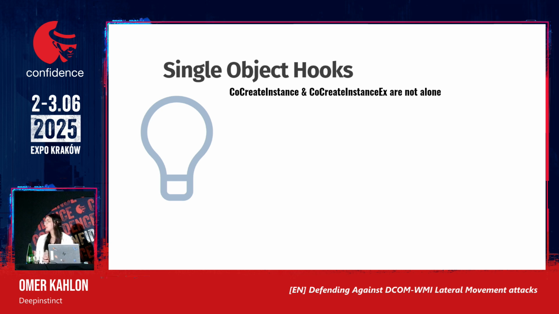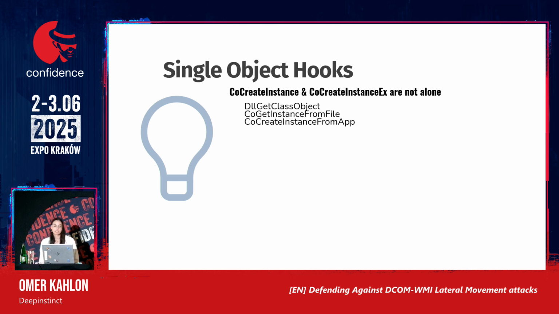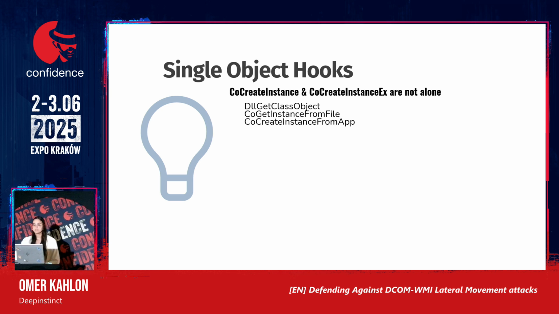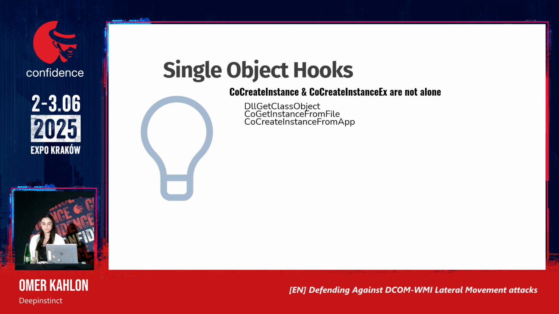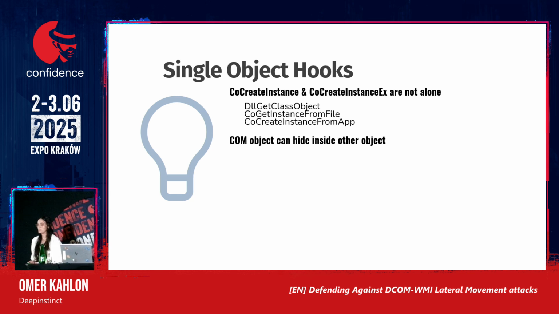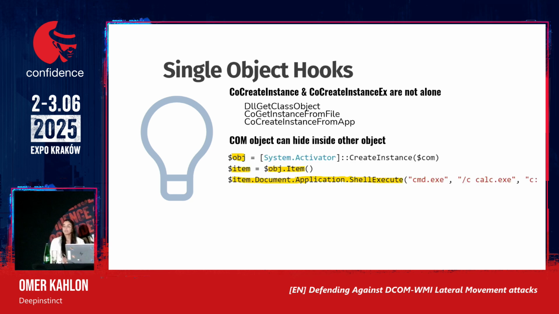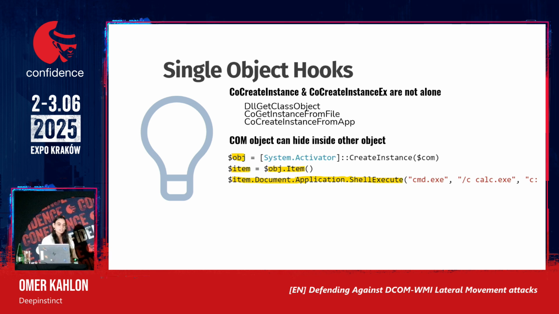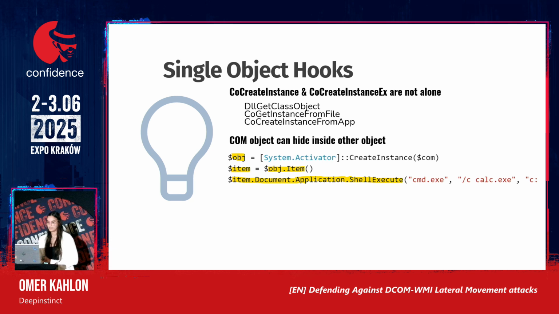First, the Windows API provides many more functions to create COM objects besides CoCreateInstance and CoCreateInstanceEx. Here you can see some examples, and this is only a small part of the available options. Second, not every COM object is created by a direct API. There are some objects that are hidden inside other objects. As an example, we can take a look at our PowerShell POC, and we can see that the ShellExecute is hidden inside the OBJ field.